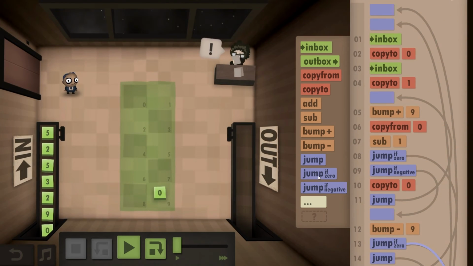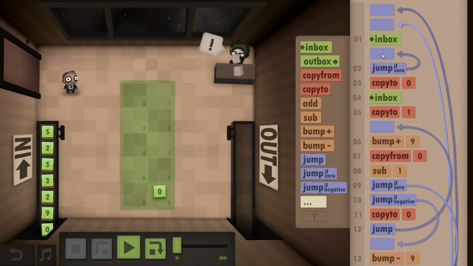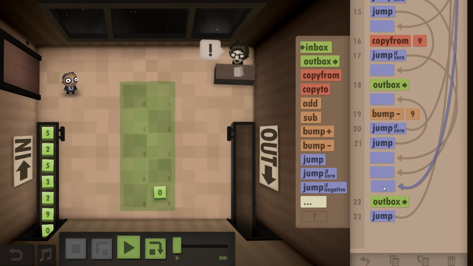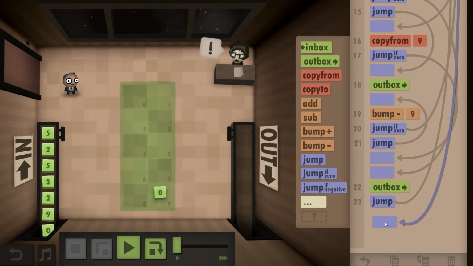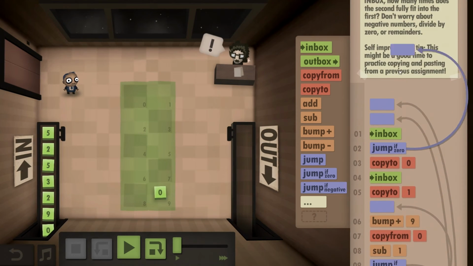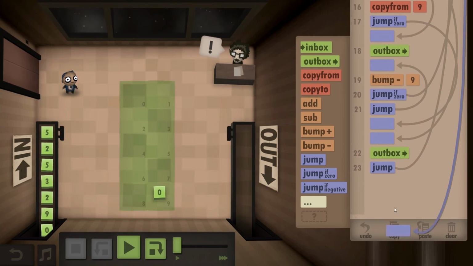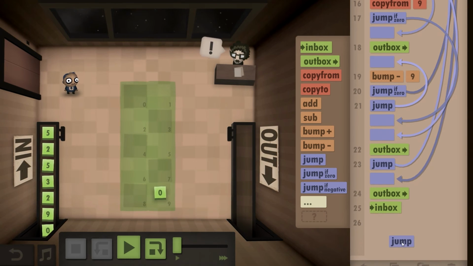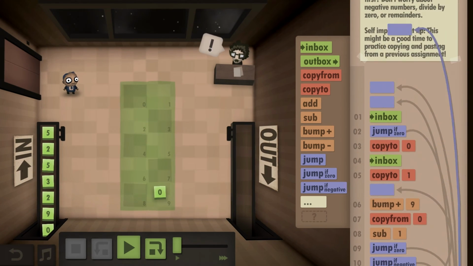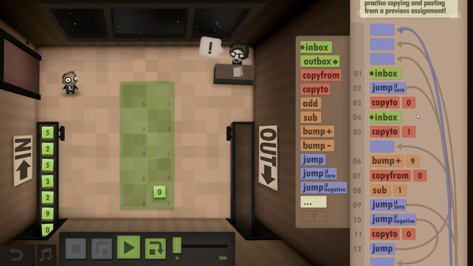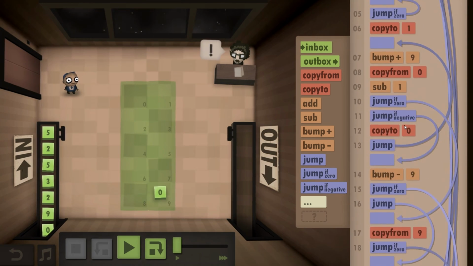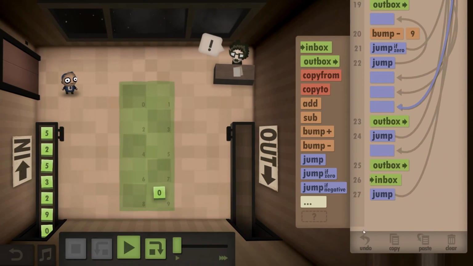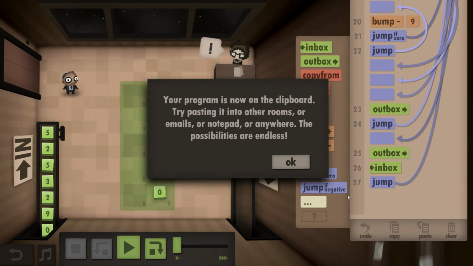Right, if the first number is a 0, then we can just outbox that. However, we have to do a whole new loop for it. So if it's a 0, we can outbox it, grab something from the inbox, and then just jump right back to the start. Boom. If the second number is a 0, we can outbox that and jump back to the start. Is that it? Have I cleaned up my code? Can we copy that just to make sure?